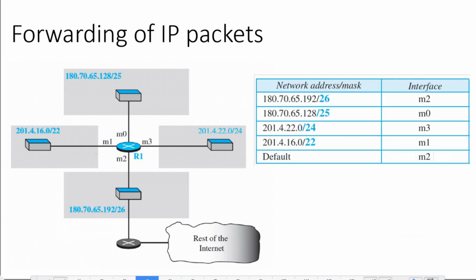Now let's go to the next page. Here I have the routing table, but what I did here is I have just combined the network ID or network address and the mask together. So instead of writing in two columns, I'm just writing in one column. I hope that is okay to everyone.